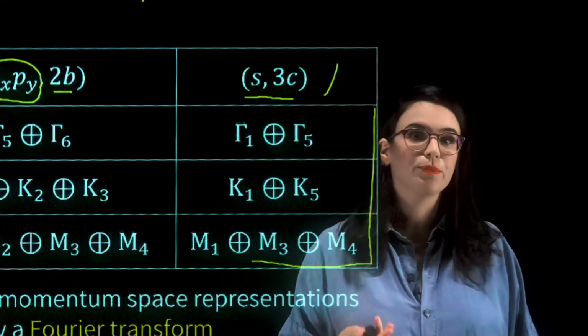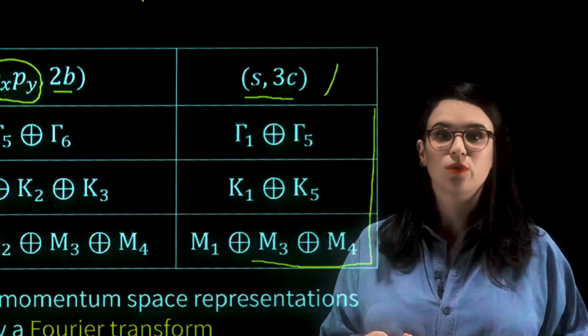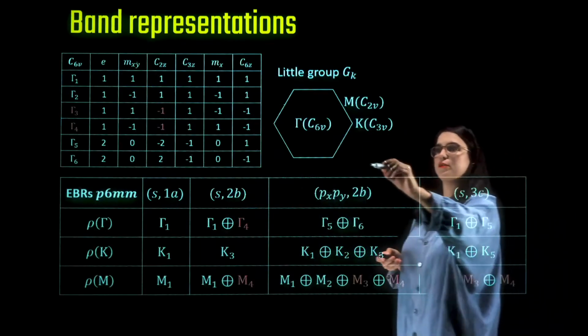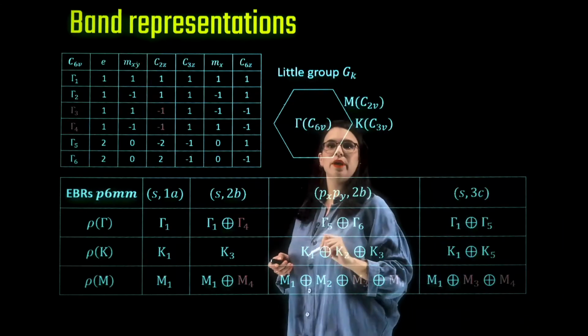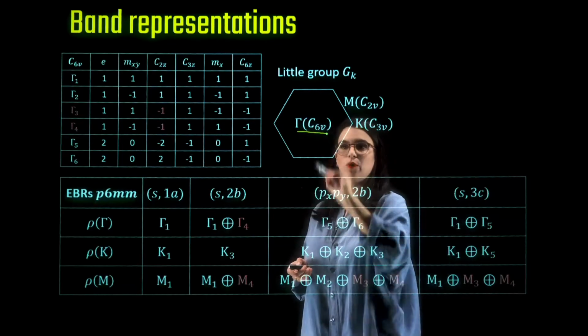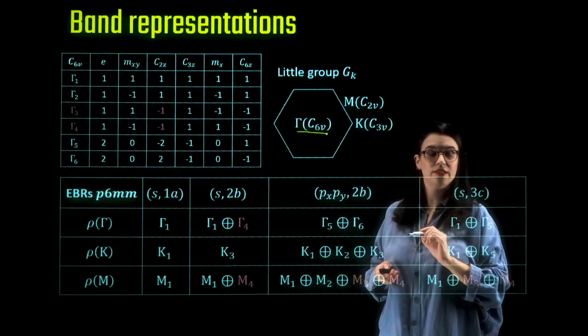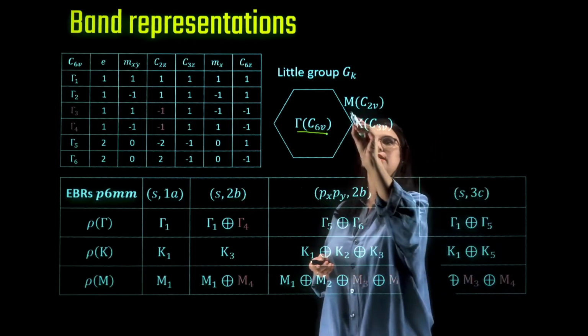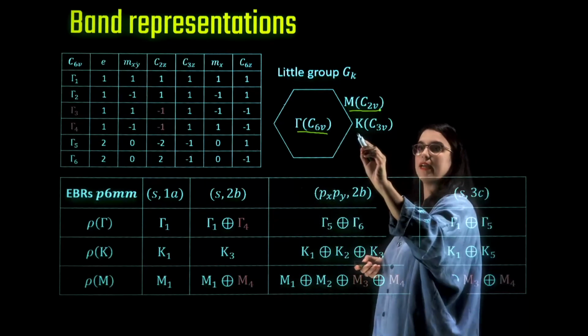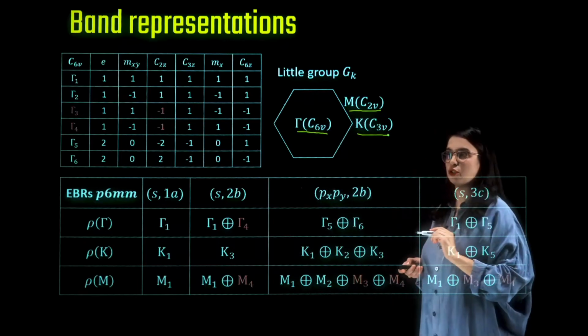So let us dive a little bit deeper and understand what these representations in momentum space mean. Here is the Brillouin zone of the P6mm group, which has three high symmetry points. The Gamma point, which has a C6v symmetry, the M point with a C2v symmetry, and the K point with a C3v symmetry.